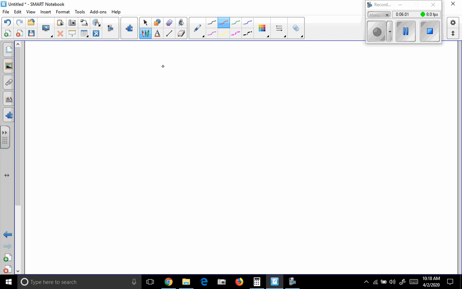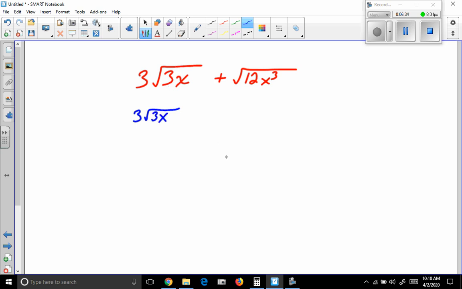Now, occasionally when we do one like this, we end up with the same number underneath, the same letter underneath, but what's out front might not be like terms. So for example, 12x cubed. If we simplify this one, the first radical doesn't simplify at all. 3 is prime, and there's only one of them. We only have one x, so neither of those factors are repeated, so nothing comes out.